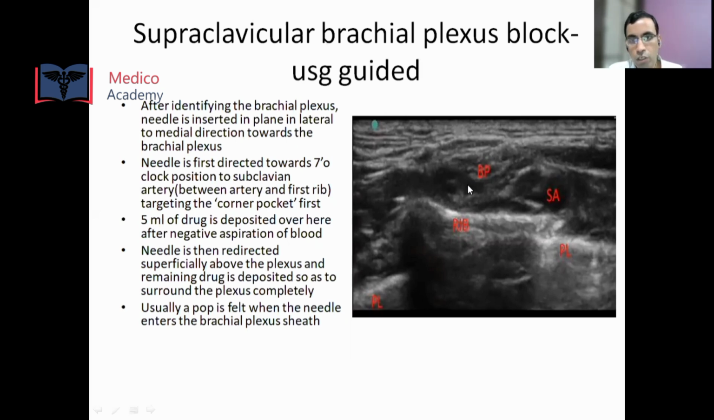The needle is first directed towards the 7 o'clock position to the subclavian artery, between the artery and the first rib. This targets the corner pocket, which basically targets the inferior trunk, as I had discussed while discussing the anatomy of the brachial plexus. Around 5 ml of drug is deposited over here after negative aspiration of blood. The needle is then redirected superficially above the brachial plexus, and the remaining drug is deposited so as to surround the brachial plexus completely. Usually, a pop is felt when the needle enters the brachial plexus sheath.